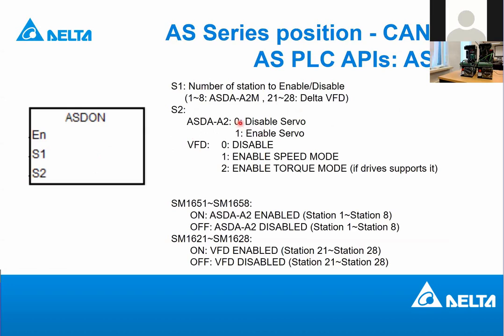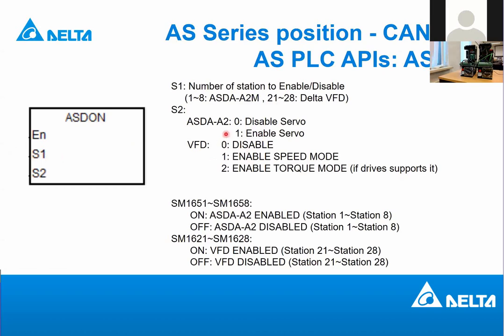For Servo drive, if you write 0, the Servo drive is disabled. But if you write 1, the Servo drive is on. For the inverter, 0 is disabled. If you write 1, speed mode is enabled. If you write 2, you enable toggle mode if the drive supports toggle mode. And mind you, operand S1 is for the station address.